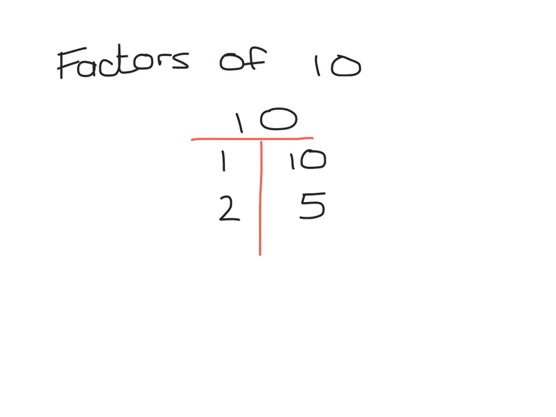Now 3 isn't a factor because 10 isn't in the 3 times table. And 4 isn't a factor. Then we get to 5. Now because I've done it the way I have, I've already got 5 as a factor, so I don't need to put 5 again. So the factors of 10 are 1, 2, 5, and 10. There are 4 factors of 10.